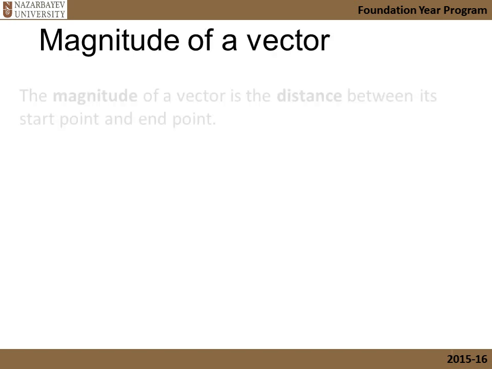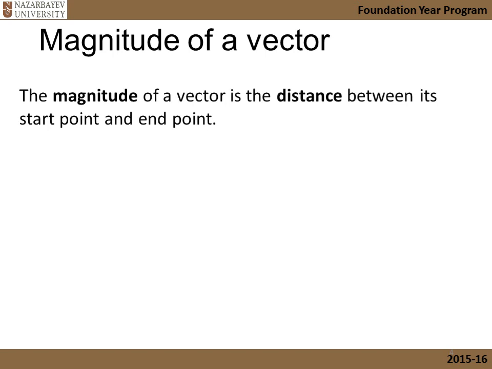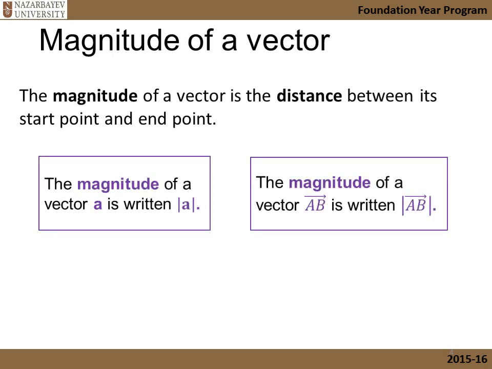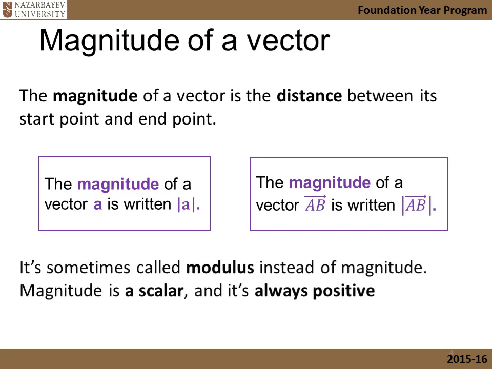Magnitude of a vector. The magnitude of a vector is the distance between its start point and end point. We can have a notation for vector A, and we can have a notation for vector AB. Sometimes we say modulus instead of magnitude, and the magnitude is a scalar and it's always positive.